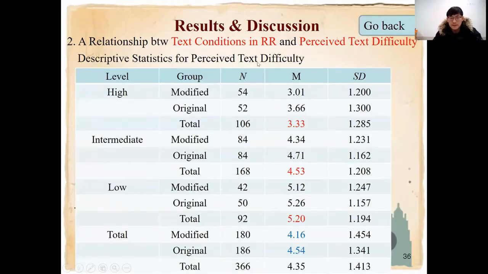Here are descriptive statistics for perceived text difficulty. Here, the lower, the easier. So high-level students show the lowest mean score, 3.33, intermediate level students 4.53, and low level students 5.20. So high-level students perceive the text a lot easier than the intermediate and lower students. And for modified and original, there's a significant difference, as you saw before from the inferential statistics. There's a significant difference between the modified group and the original group.